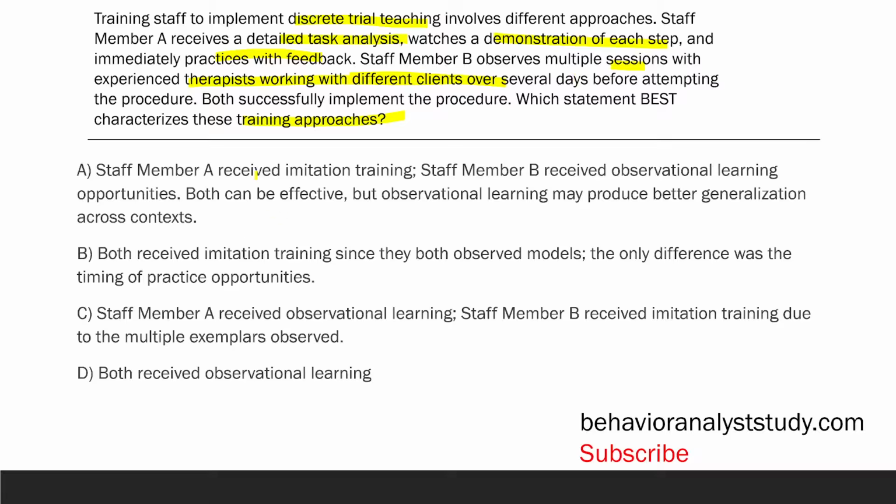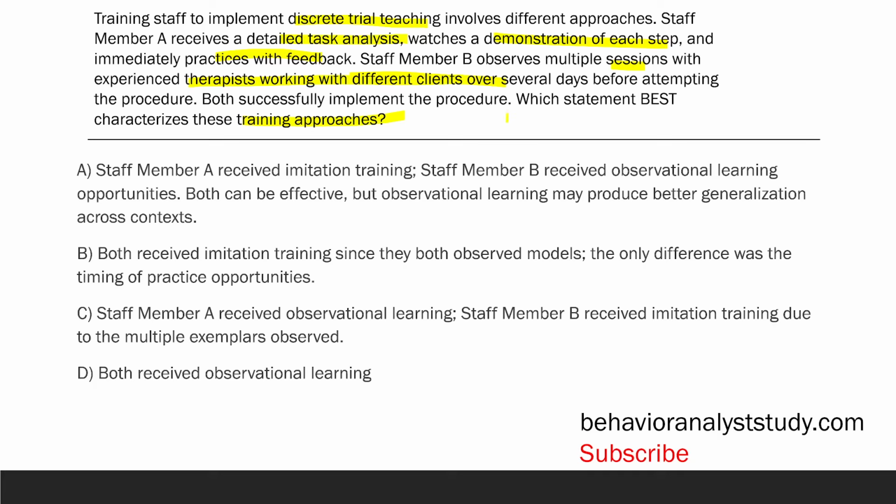So let's look at A. Staff member A received imitation training. Staff member B received observational learning opportunities. Both can be effective, but observational learning may produce better generalization across context. Okay. B, both received imitation training since they both observed models. The only difference was the timing of practice opportunities.